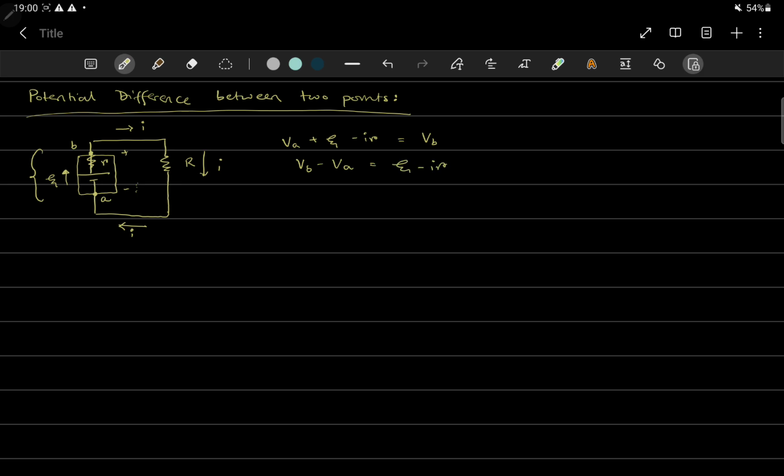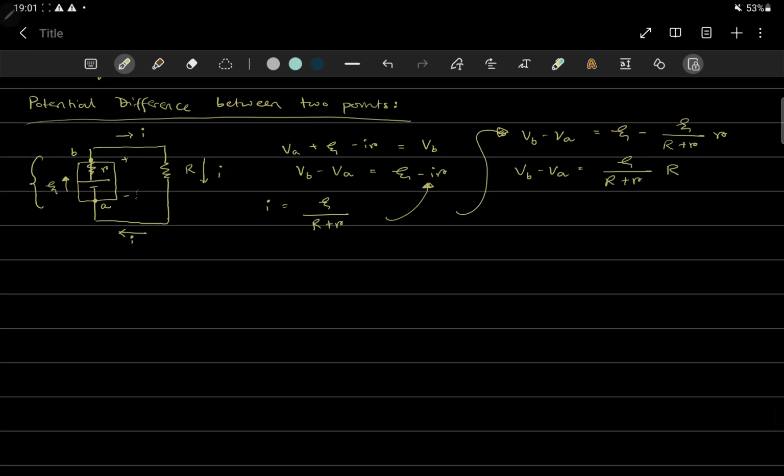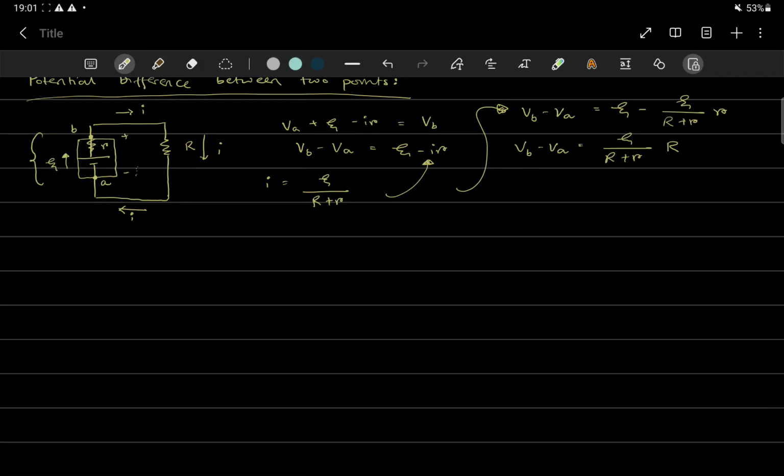So if I rearrange this a little bit, VB minus VA will equal zeta minus I r. Okay, now if I want to evaluate the current for this, I know the current where an internal resistance exists is given as zeta by R plus r, right? This is what we found out earlier. So in that case, I can plug that in over here, and what I would get is the following expression. So I have VB minus VA, which equals zeta minus zeta by R plus r times small r, right, as per this expression over here. And therefore, rearranging this a little bit, I would get VB minus VA to be equal to zeta by R plus r, times capital R, just doing the LCM. And this is essentially your potential difference between 2 points, B and A.